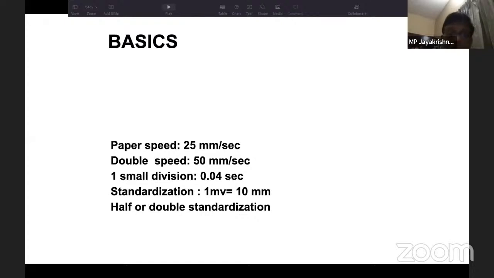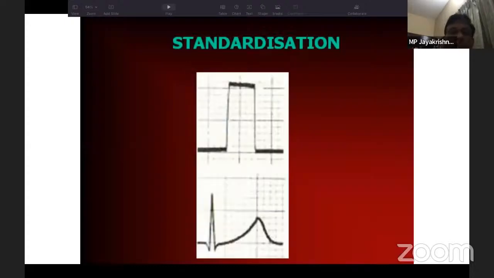And depending on the voltages, if very tall or very deep complexes are there, sometimes we may have to use double or half standardization. This is what we mean by standardization. This will be there in all the ECGs. You can see the small squares there. It is 10 millimeters. So 10 millimeter corresponds to 1 millivolt in this particular ECG. Suppose there are very tall voltages, you can use half standardization, like 5 millimeter corresponding to 1 millivolt also sometimes. So this is the usual standardization that we use.